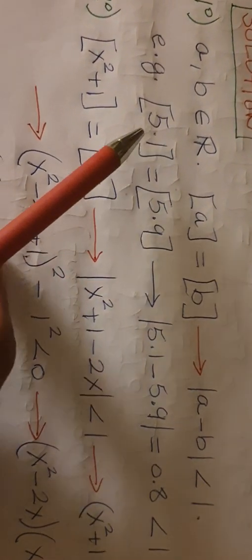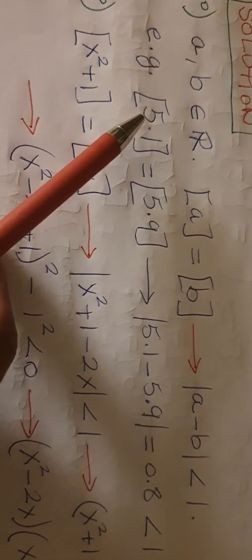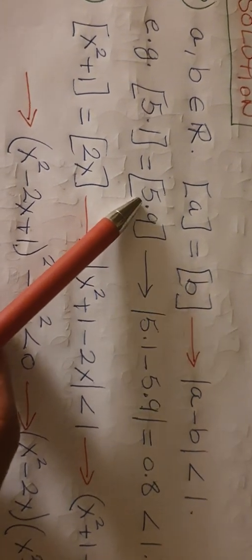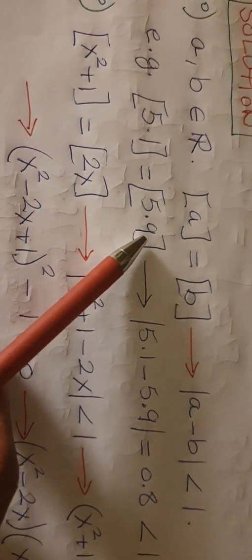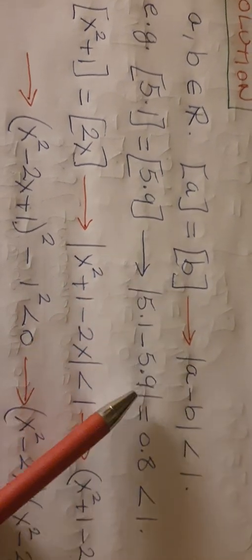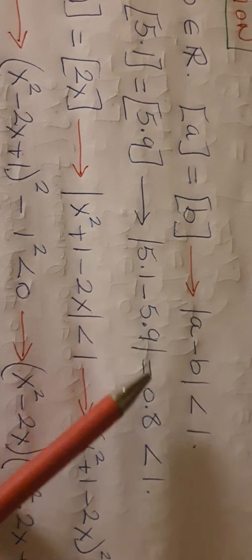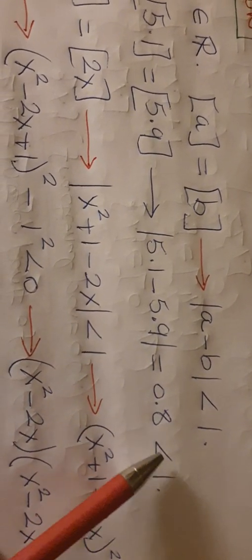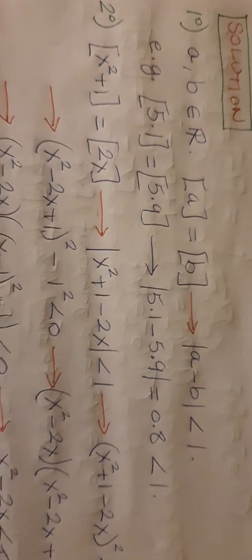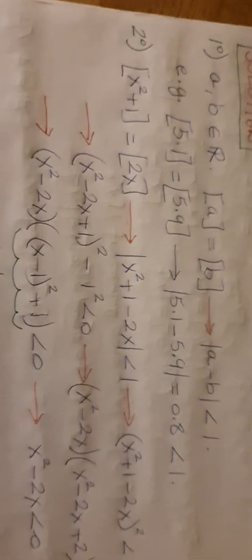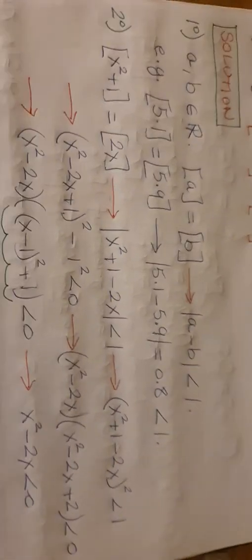So for example, we know that the integer part of 5.1 is equal to the integer part of 5.9, is equal to 5, which means that the distance between 5.1 and 5.9, which is 0.8, is strictly less than 1. Okay, and now we are going to use this property to begin with the solution.